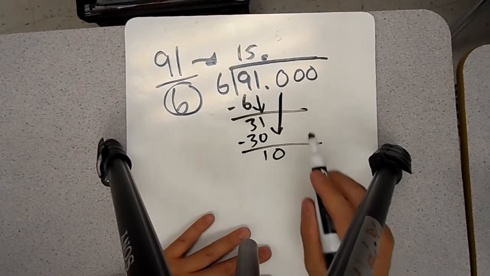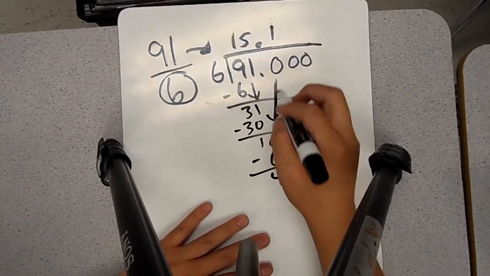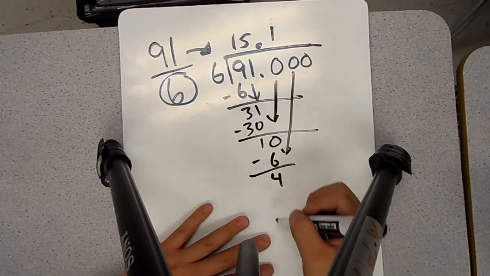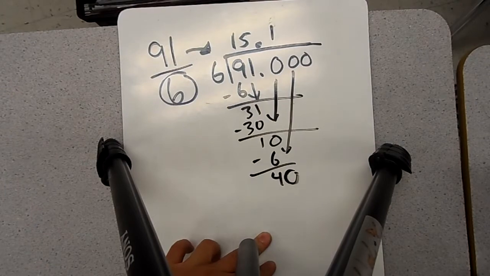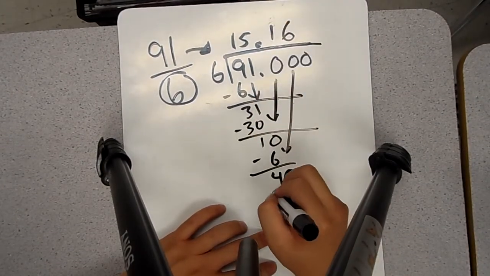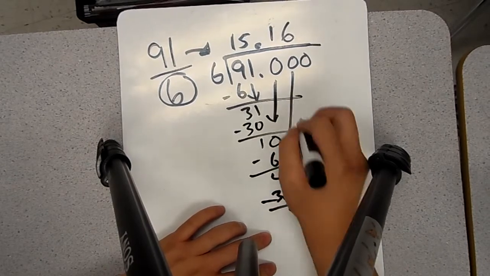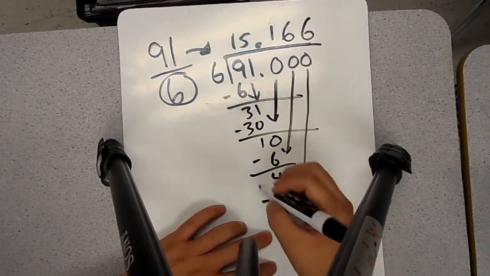That's a 10. 6 goes into 10 one time. 6. Subtract. That's a 4. Bring down the 0. Oops, I forgot to bring down the 0. 6 goes into 40 6 times. That's 36, I believe. Yep, 4. Bring down the 0. And 6 goes into 46 more times.